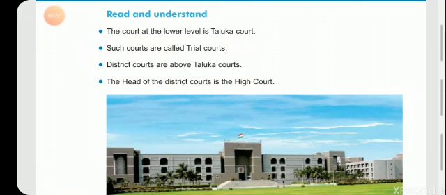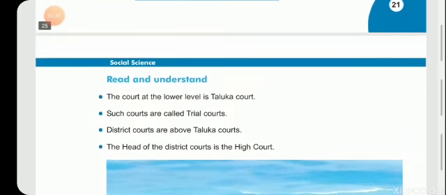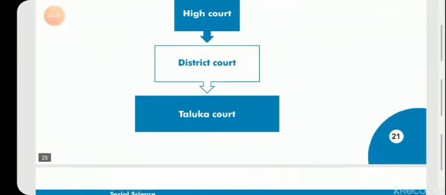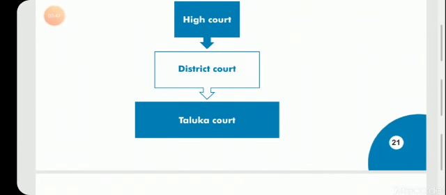District courts are above the Taluka court. So the next level is the district courts, which are above the Taluka court, and the head of the district courts is the High Court. So above the district courts we have the High Court. In this we have seen the Taluka court, then the district court, and the head of the district court is the High Court.